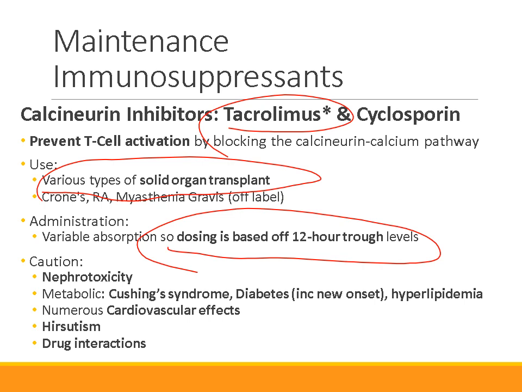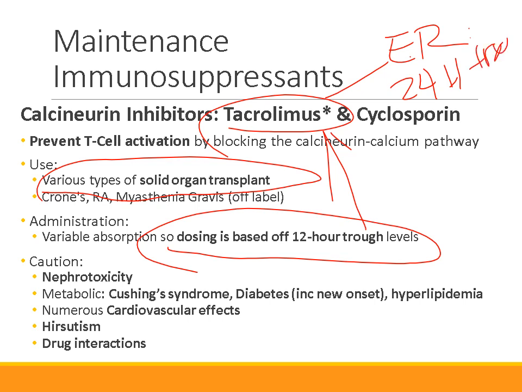Note that this 12-hour trough is great for tacrolimus when we're giving the immediate release tacrolimus. Tacrolimus does also come in an ER formulation, an extended release formulation that's given once a day. In that case, we would get a 24-hour trough, because we're giving it once a day, so the lowest point is right before we give the next dose, which is after 24 hours.